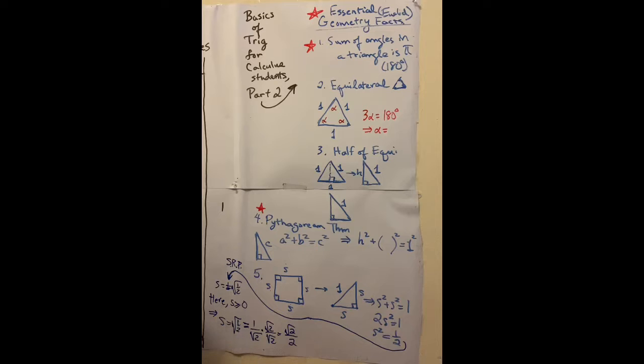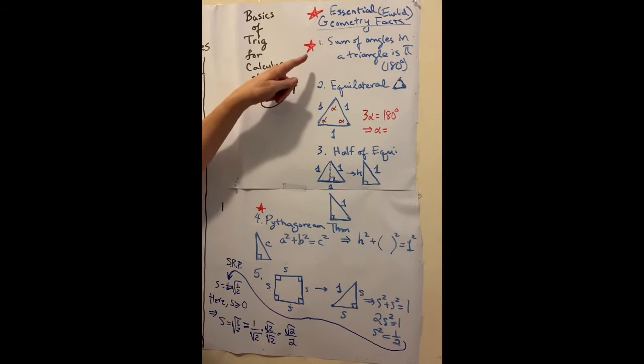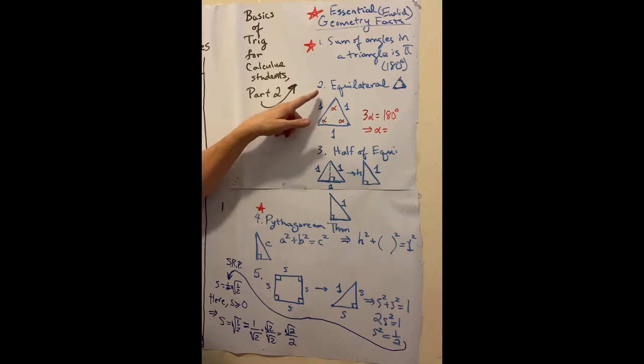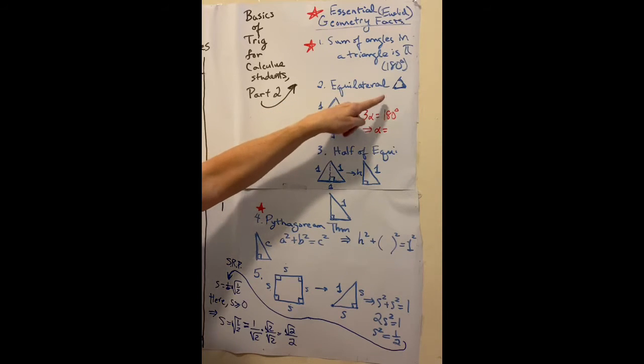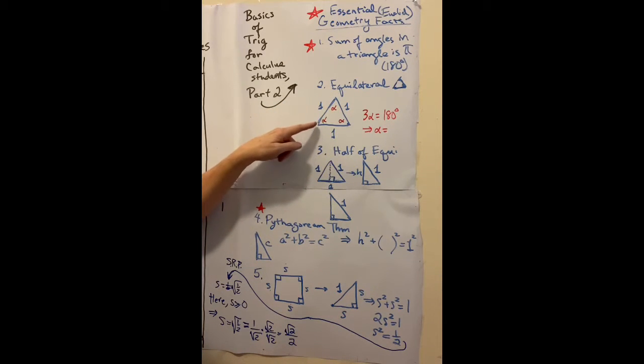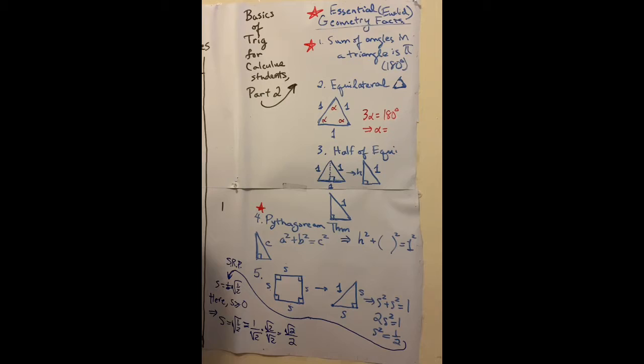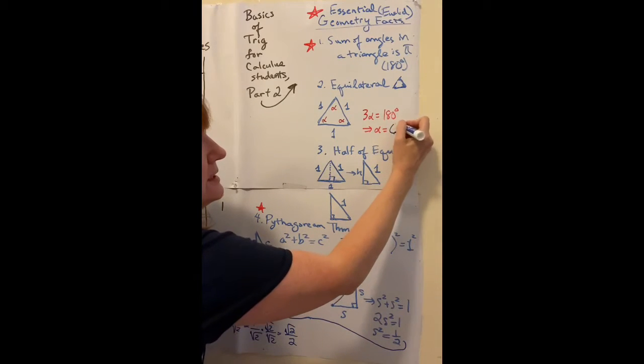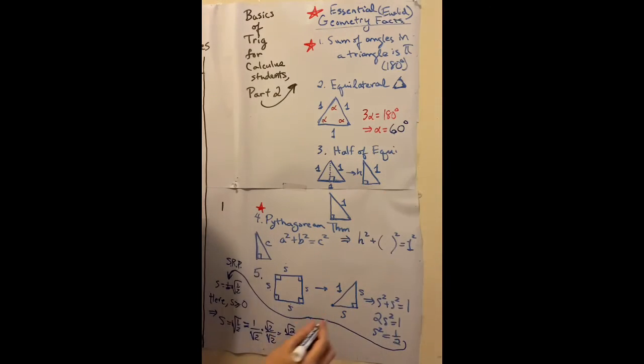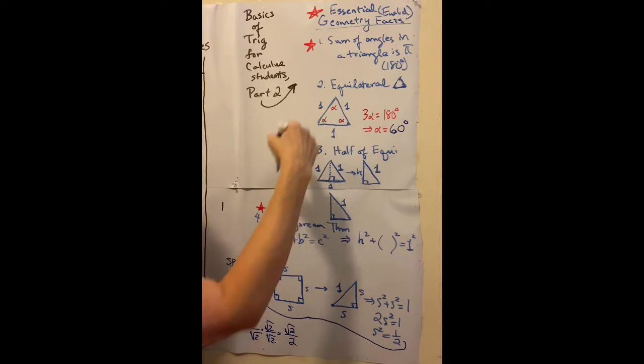Okay. One of them is that the sum of the angles in any triangle is pi, or 180 degrees. And therefore, when we look at an equilateral triangle, which means all sides are equal, we know from geometry the angles have to be the same. If they're all alpha, then 3 times alpha is equal to 180, or alpha is equal to 60 degrees. So that gets called a 60-60-60 triangle.